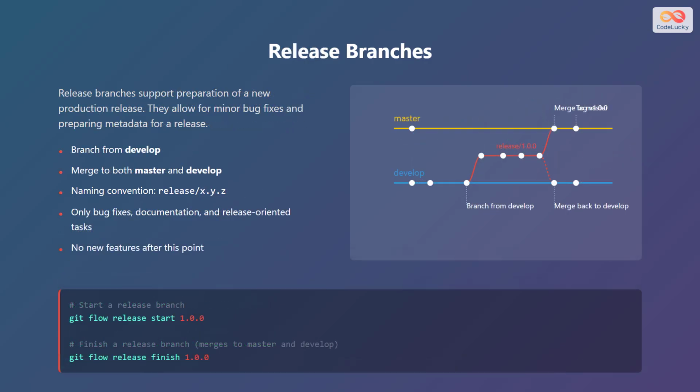Release branches support the preparation of a new production release. They branch from the develop branch and merge into both master and develop. The naming convention is typically release/x.y.z. Only bug fixes, documentation, and release-oriented tasks are allowed in release branches, with no new features introduced at this stage.